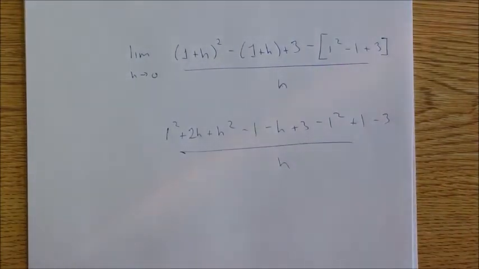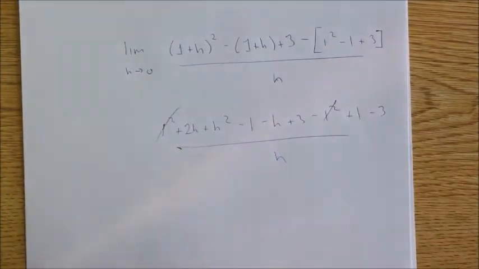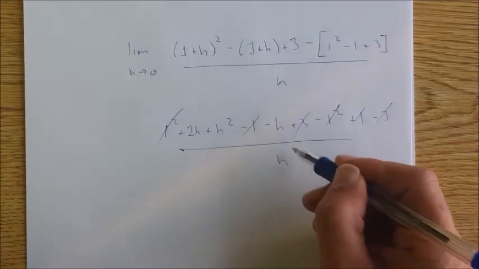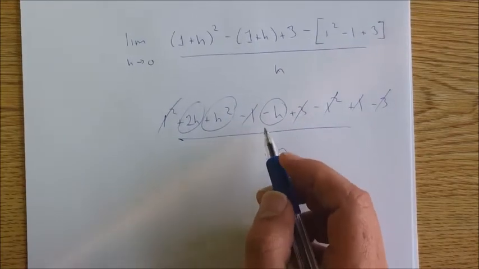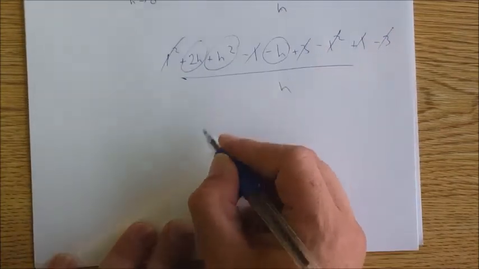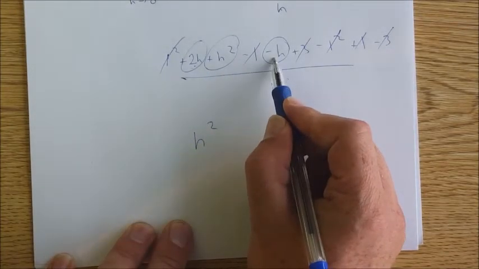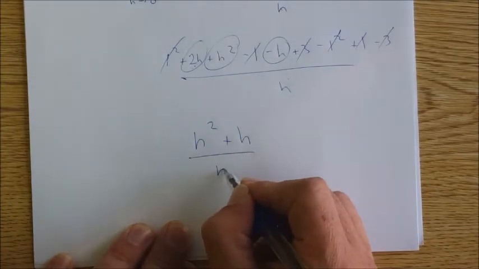And watch how wonderful this is. A lot of things are going to cancel each other out. Minus 1 squared plus 1 squared. Plus 1, minus 1. Minus 3 plus 3. And then these guys are left. And some of them actually go together. So, and this is still in the bottom, you have h squared plus 2h, but minus 1h. So you're still going to have one of those h's left. And the whole thing is divided by h.